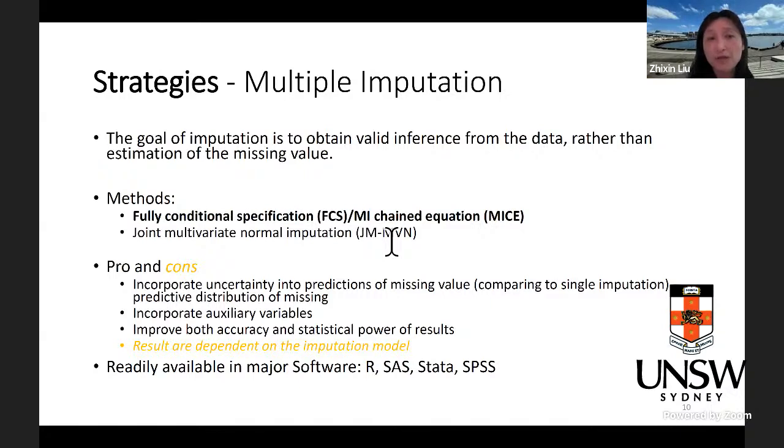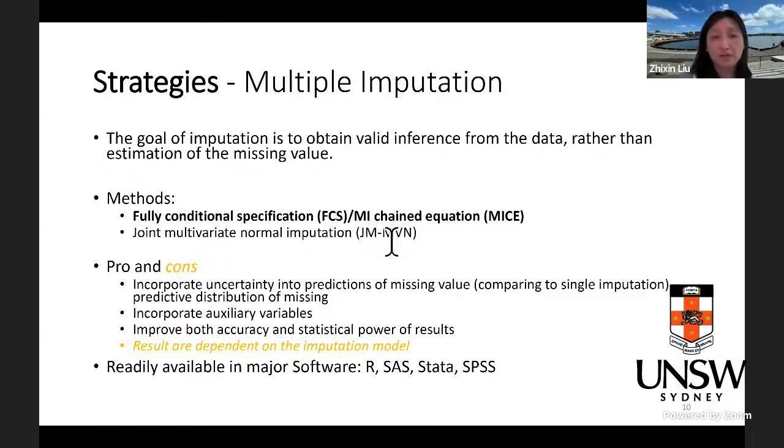There are two major methods under multiple imputation. One is called fully conditional specification, or sometimes multiple imputation by chained equations, MICE. That is based on univariate regression and iteratively imputes. The other one is called joint multivariate normal imputation, which is based on multivariate regression.